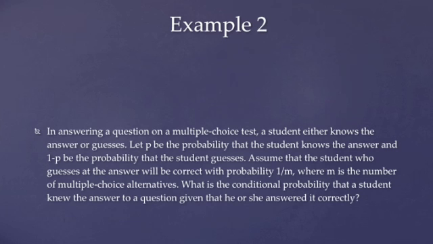So the question is, in answering a question on a multiple choice test, the student either knows the answer or guesses. Let p be the probability that the student knows the answer, and 1 minus p be the probability that the student guesses. Assume that the student who guesses will be correct with probability 1 over m, where m is the number of multiple choice alternatives. What is the conditional probability that a student knew the answer to a question given that he or she answered correctly? In order to answer this question, we first denote some of the events.